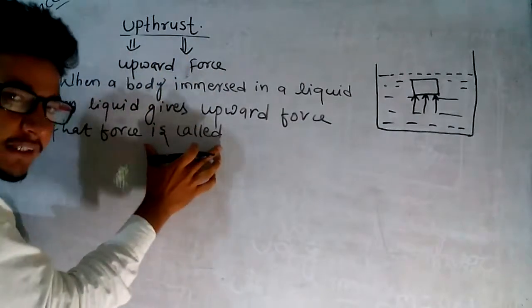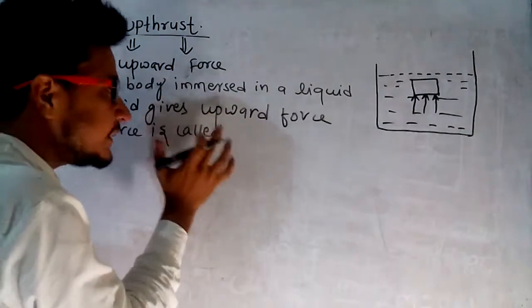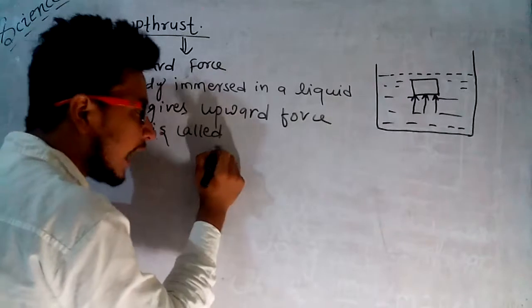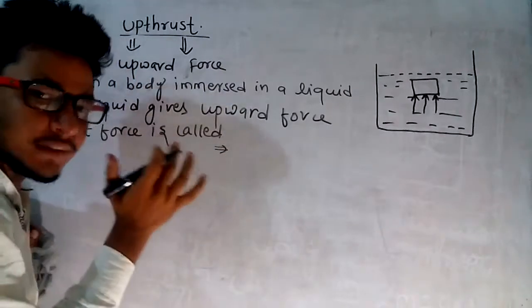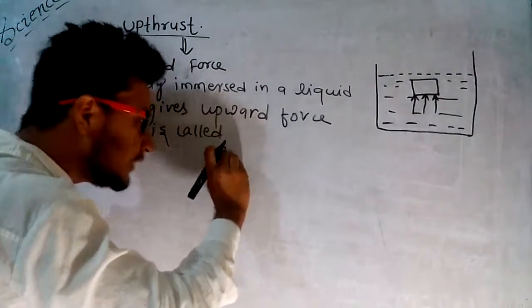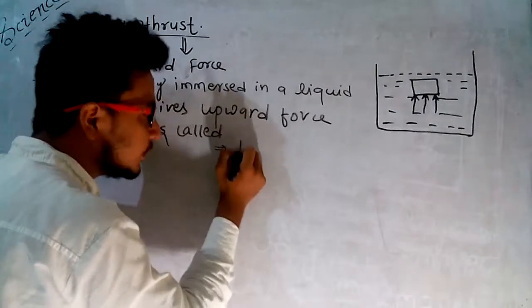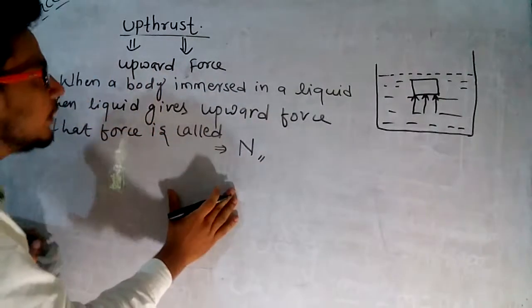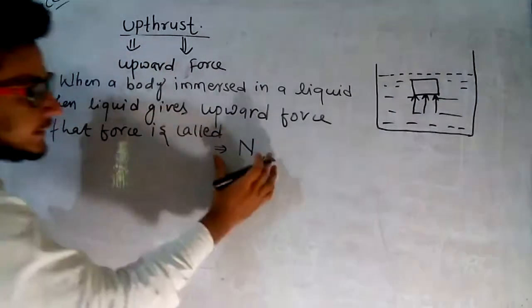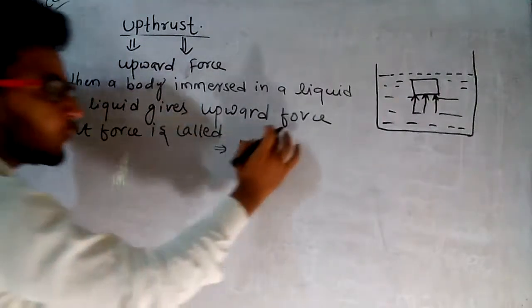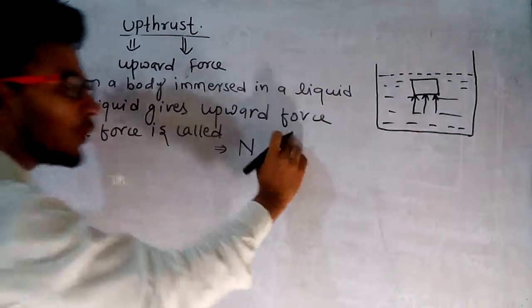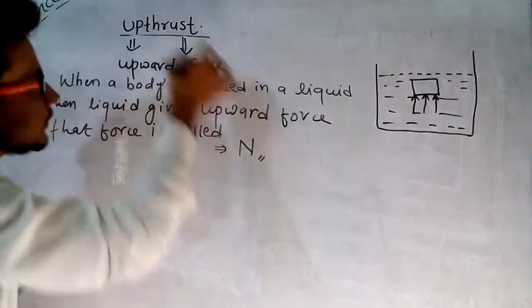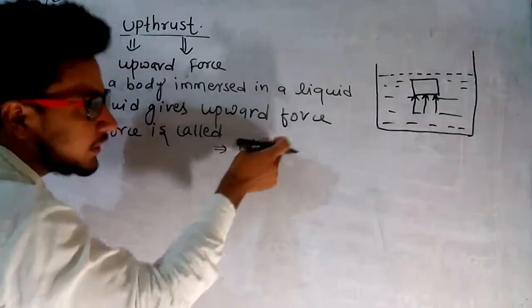So upthrust is a force. What is the unit of upthrust? The unit of force is Newton, so the unit of upthrust is also Newton, that is N. The unit of upthrust is Newton because it is a force, and the unit of force is Newton.